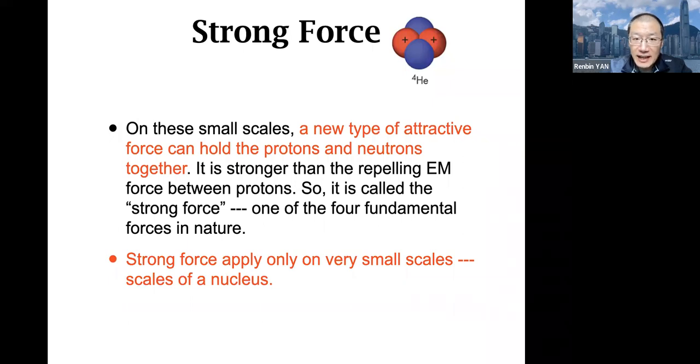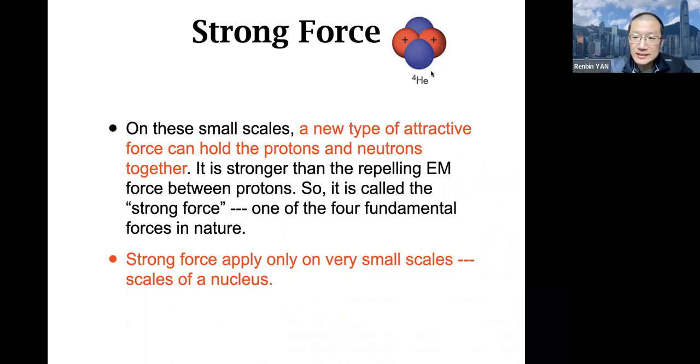And the reason they stay together is because there's a new kind of force at work. That kind of force is called the strong force. It's one of the 4 fundamental forces in nature. And we don't experience this kind of force in our daily lives because it doesn't apply to large scales. This kind of force can only be felt on very, very small scales, the size of a nucleus of an atom. It's a very, very tiny scale, right?